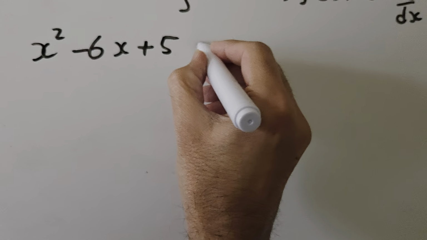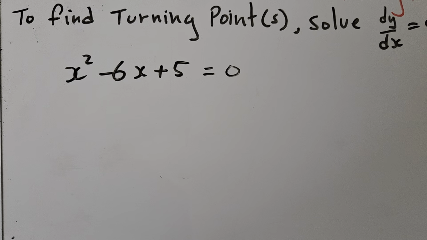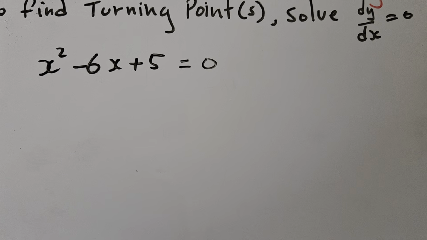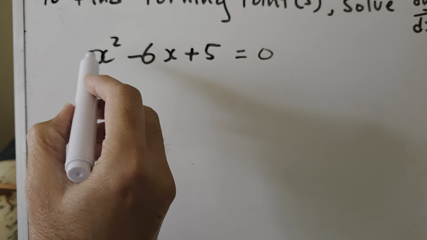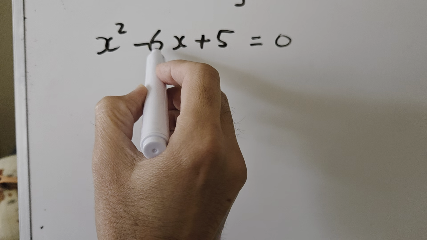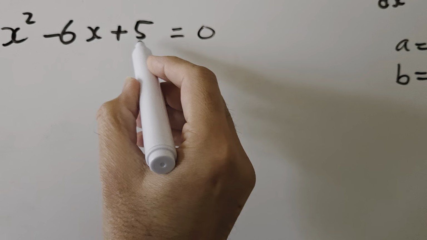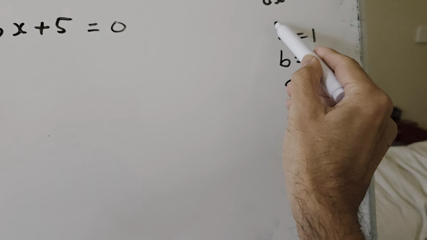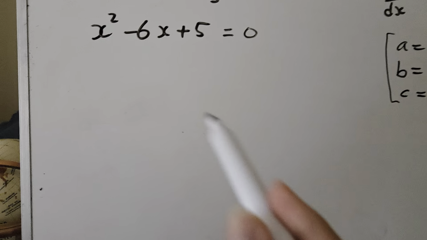So dy over dx is equal to 0. Solve that. There's two ways to solve it now. Either factorize and solve or use the quadratic formula. If we are using the quadratic formula, the value of a is equal to 1 because the coefficient of x squared is 1 over here. The value of b is negative 6 and the value of c is equal to 5. Using the values a, b and c, use the quadratic formula to solve.